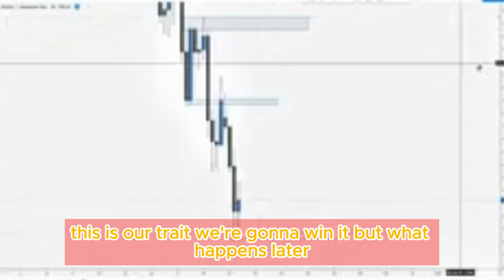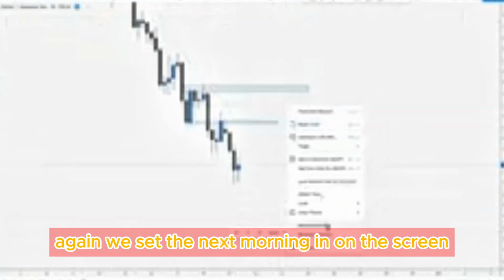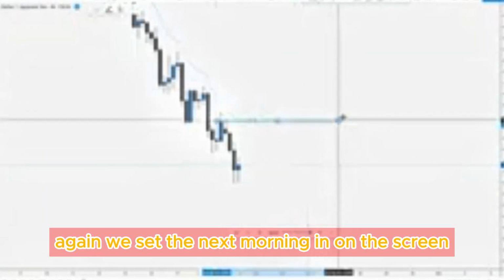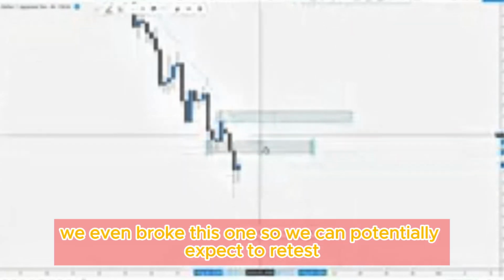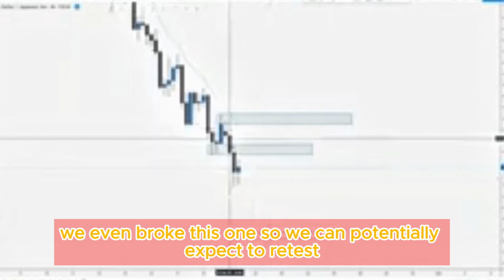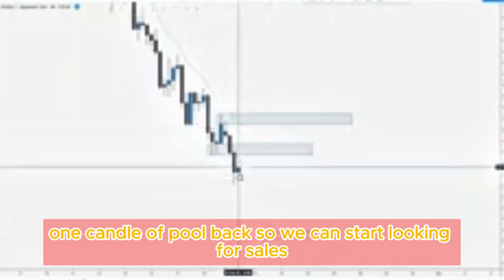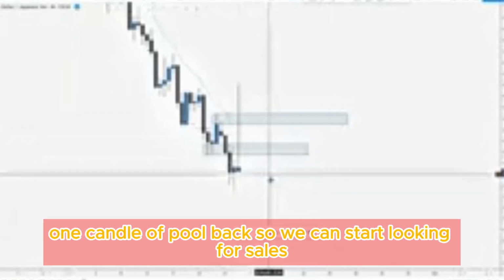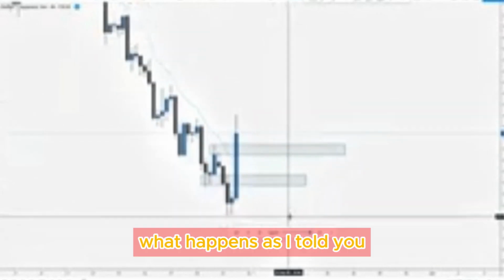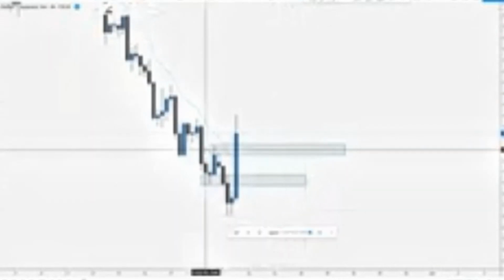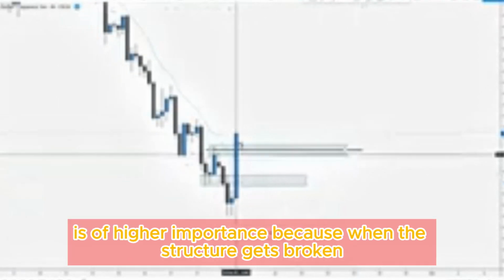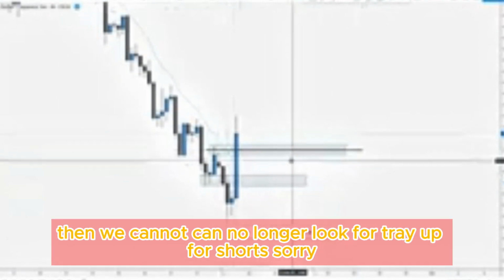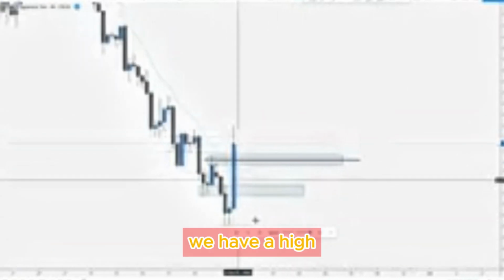We're gonna win it. But what happens later, again, we sit the next morning on the screen. We have a look, where is the major structure? Right here. We even broke this one, so we can potentially expect a retest. Where is the market? Lower low, 1 candle of pullback, so we can start looking for sales. What happens? As I told you, the lower high is of higher importance, because when this structure gets broken, then we can no longer look for shorts. Sorry. We have a high.